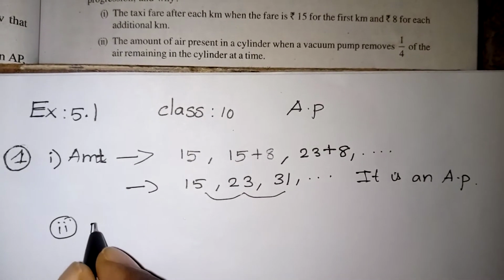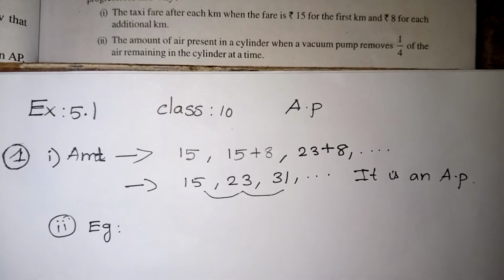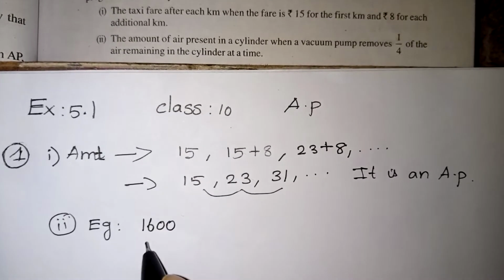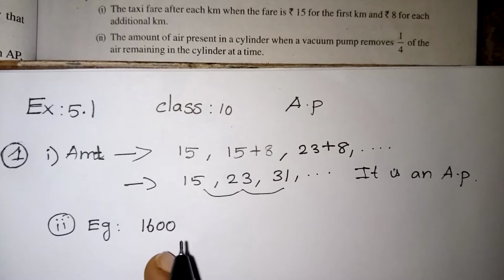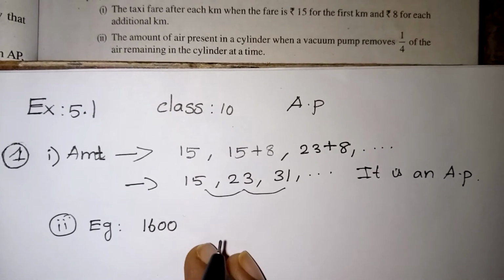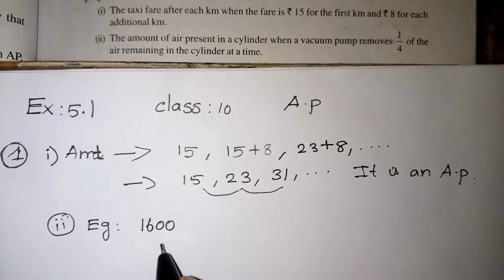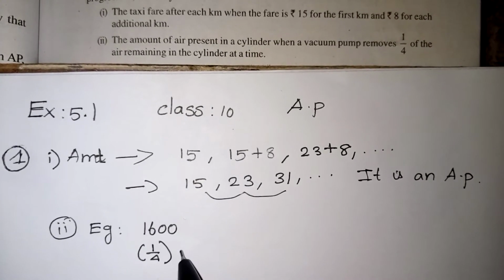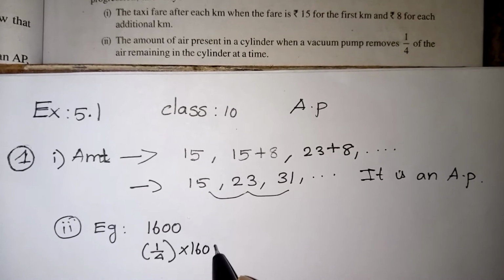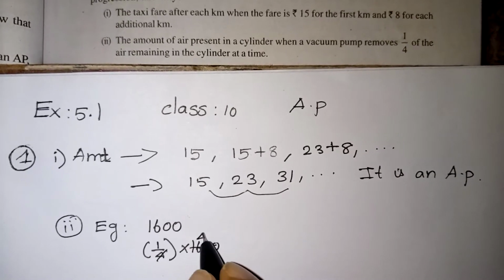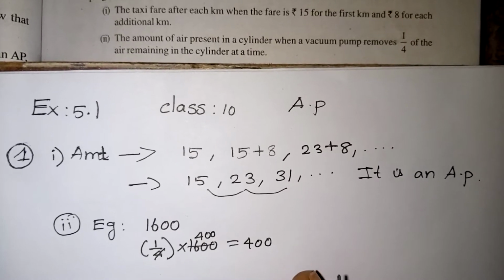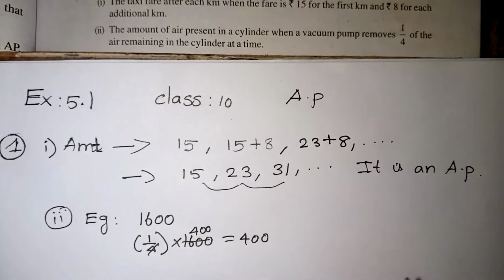For example, we are taking some number to identify whether it is an AP or not. Suppose in the beginning the air availability is 1600. When you pump once, 1/4 of the air will go out of the cylinder. So 1/4 of 1600 we have to find, which is 400. So after the first pumping only 400 will remain in the cylinder, and the remaining gas will go off.